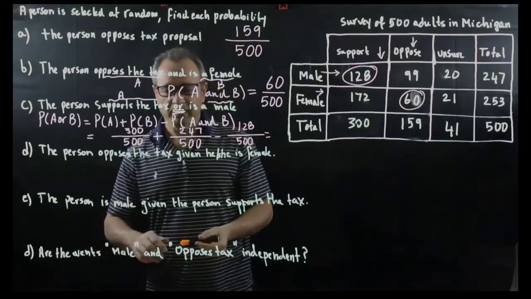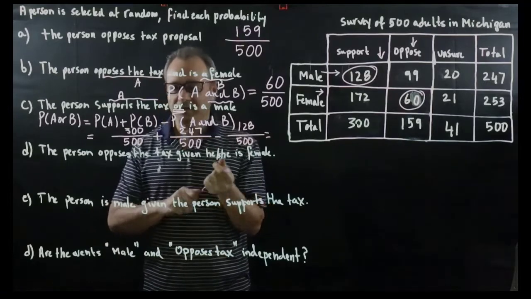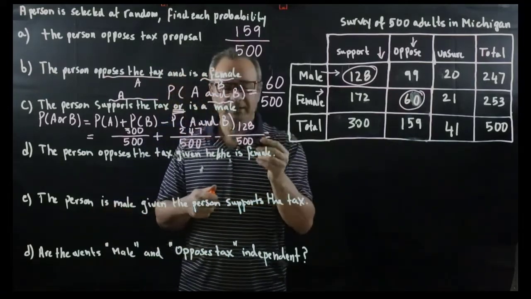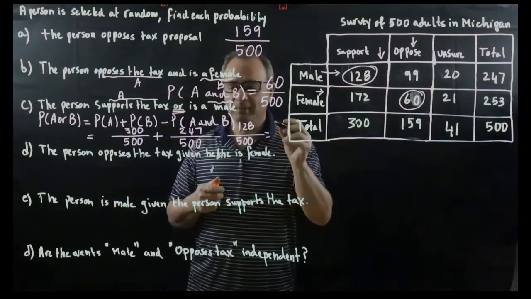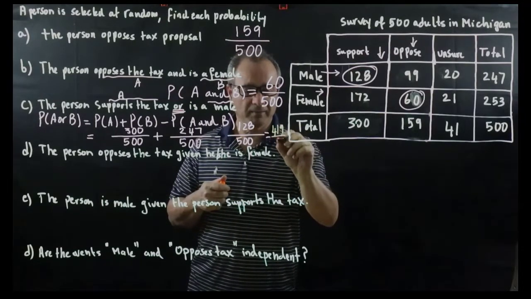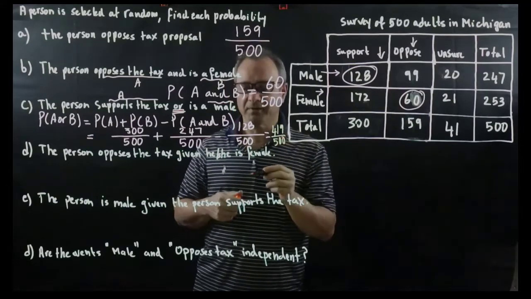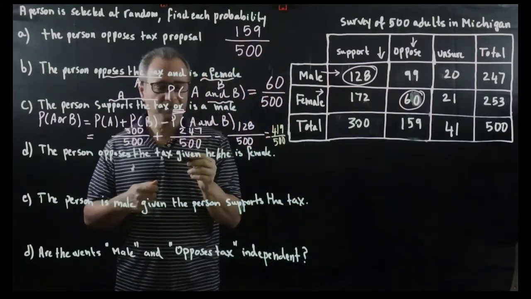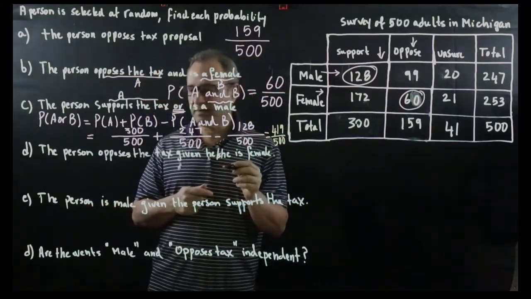300 plus 247 is 547, minus 128 will be 419, divided by 500. Okay, so that is the answer.